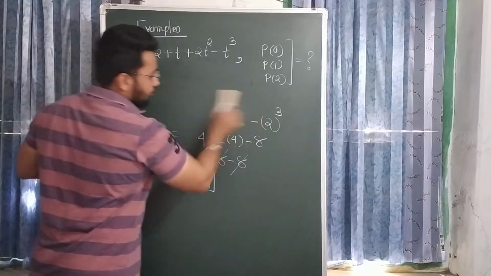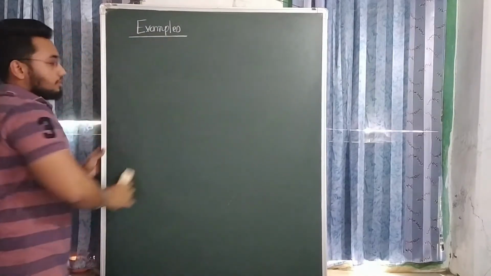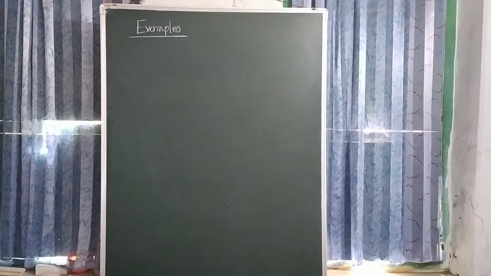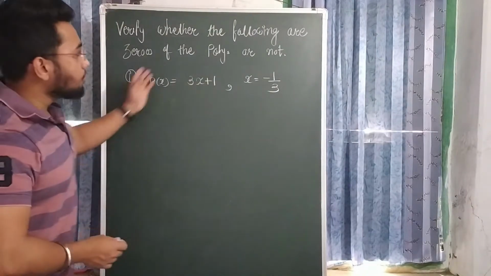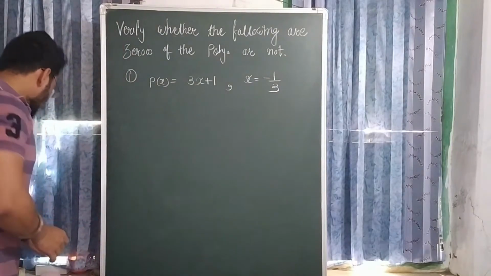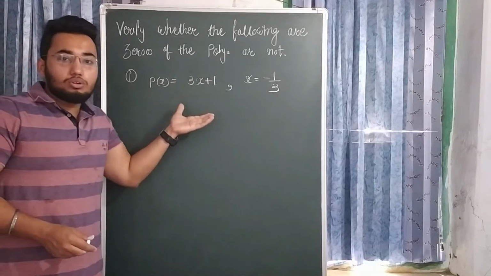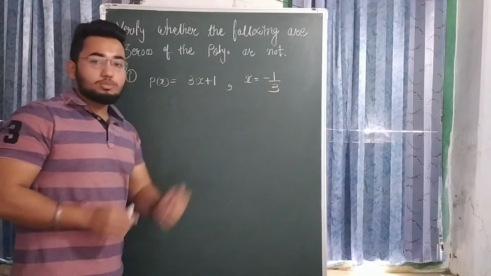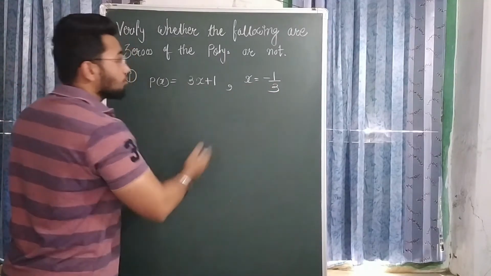So you can easily find out the value of these particular equations. Now let's start the next example. Now our next question is, verify whether the following are zeros of the polynomial or not. Here we have to verify whether this number is a zero of this polynomial or not. Whenever the answer comes 0, then simply we can say that this is a zero of this polynomial. And if the answer is not 0, then this is not a zero of this polynomial.